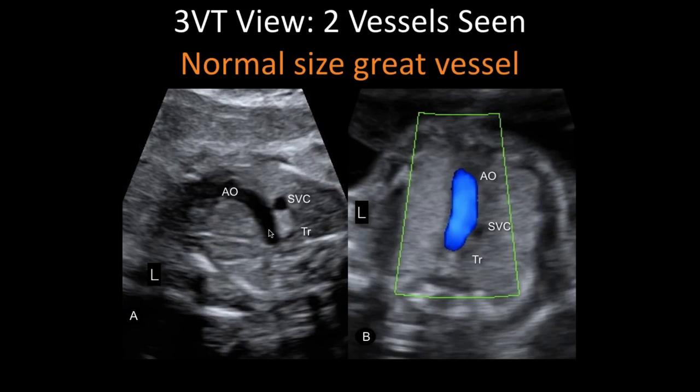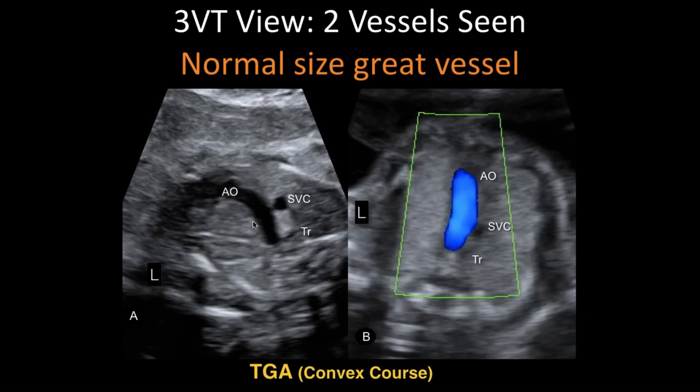If that vessel is of normal size, so there's no hemodynamic exchange of blood between the right and the left ventricle, think about transposition of the great arteries. Because in transposition of the great arteries, the pulmonary artery is now inferior to the aorta. And at the level of the three-vessel trachea view, you only see two because it's right beneath the aorta at this level.